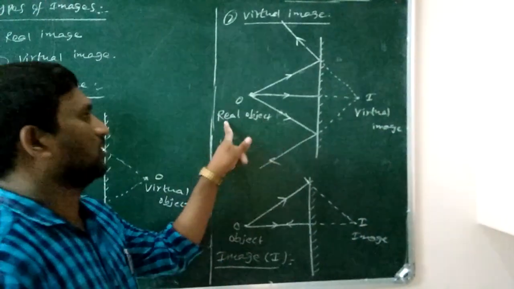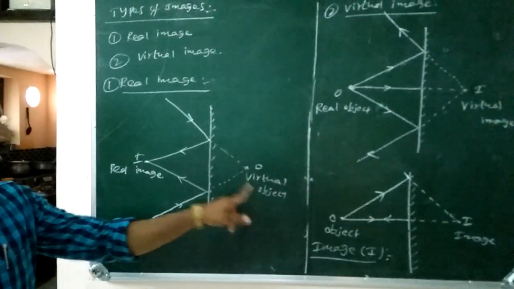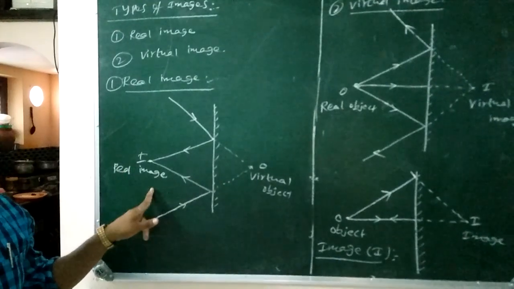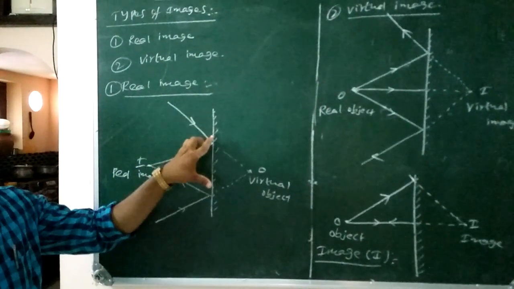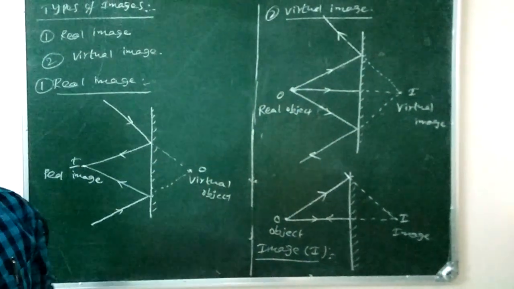Okay, if the object is real, the image formed by the plane mirror is virtual. If the object is virtual, the image formed by the plane mirror is real. A real image can be caught on the screen, and a virtual image cannot be caught on the screen.